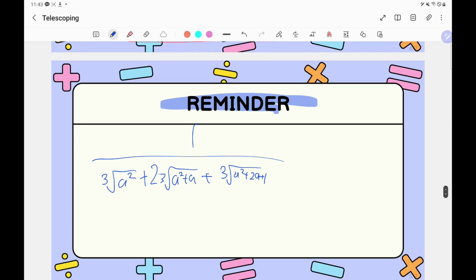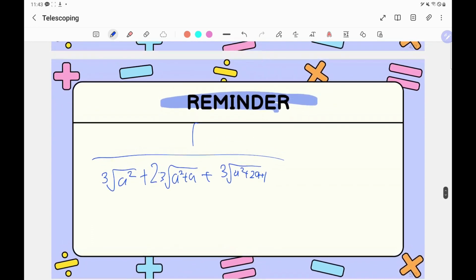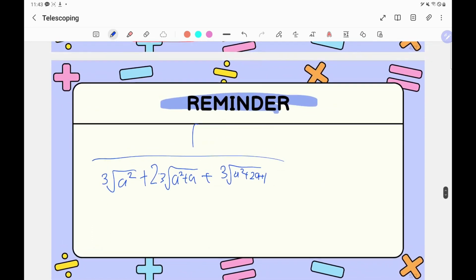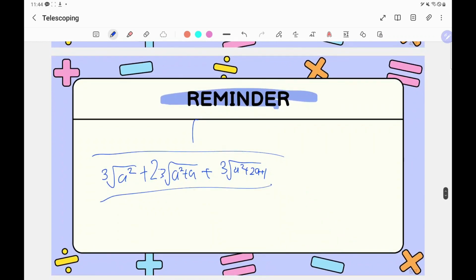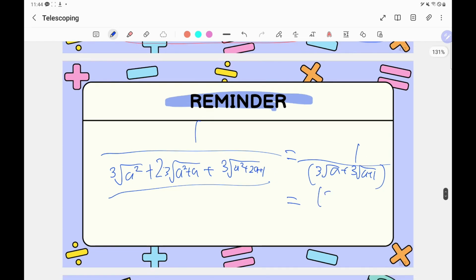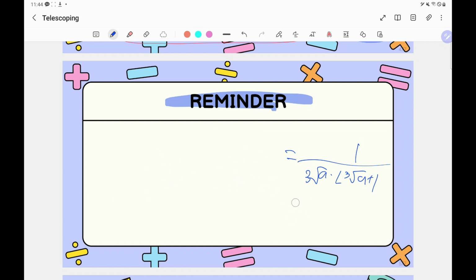Third root a squared plus third root a squared plus 2a plus 1 plus 2 third root a squared plus a. Here. So this is third root a plus third root a plus 1 under 1, which becomes what? This is going to become something. Actually, I should not do it like this. But anyways, let's say third root a times third root a plus 1. Do not think about this as nonsense.